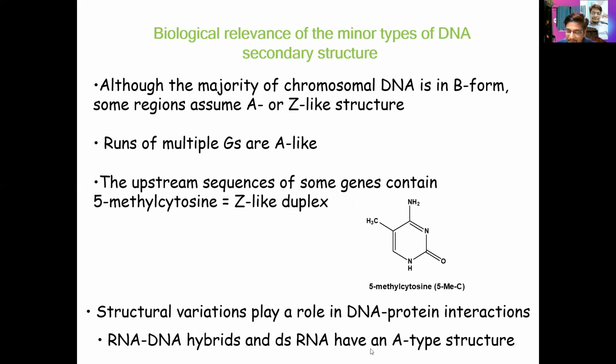And the RNA-DNA hybrid, as the double-stranded RNA, basically has the A type. The B form will not be possible because of the OH group, which causes steric clashes. So to avoid that, it is going to be in the A conformation.